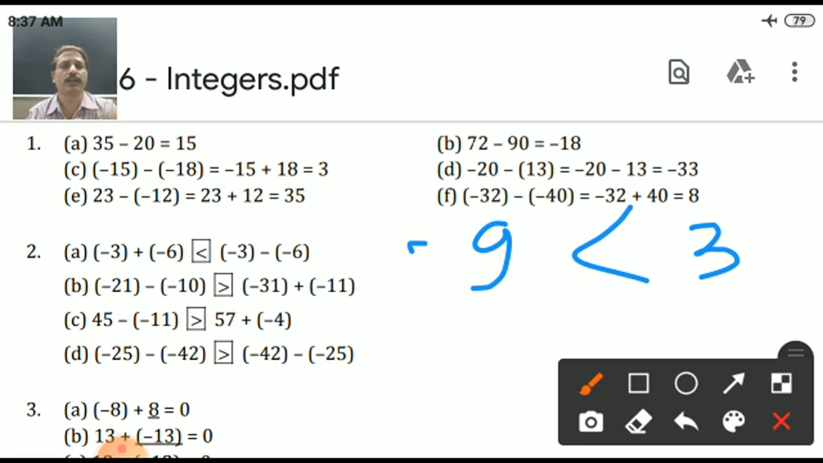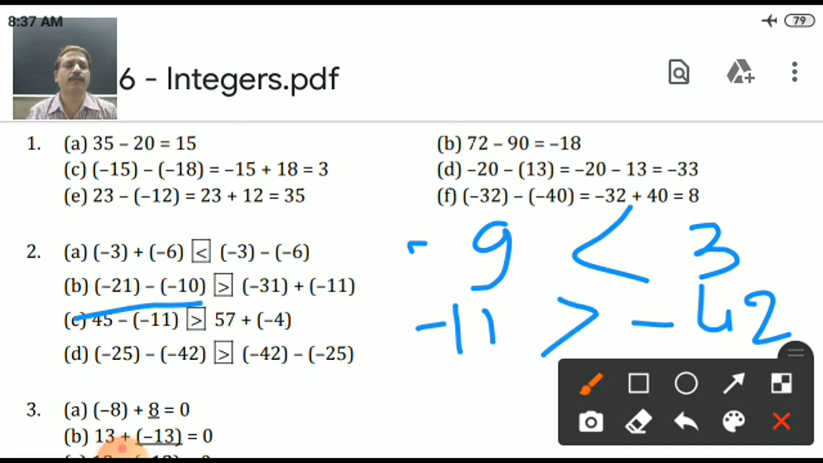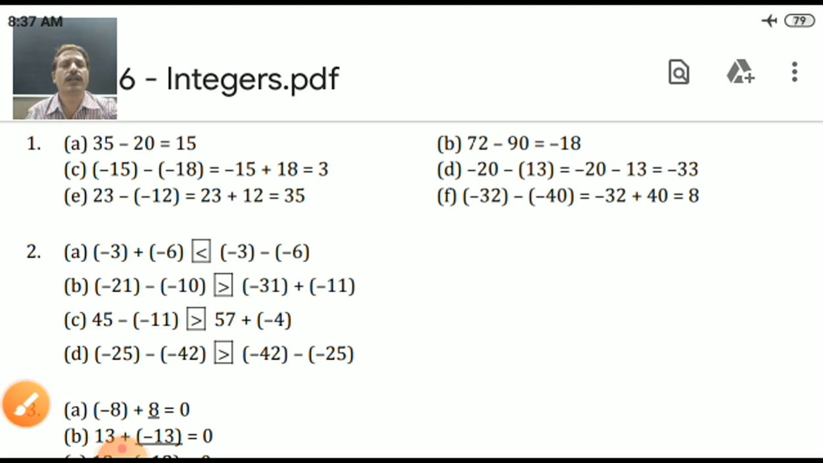Don't do it directly. Here you have to find out. Out of 20, how much went? Out of 21, 10 went. Have to subtract. Minus minus plus, so minus 11. Yes, my dear student. And on the right side, both are minus. So minus 42. And we know the smaller number is greater whenever both numbers are negative. Understood? Correct.